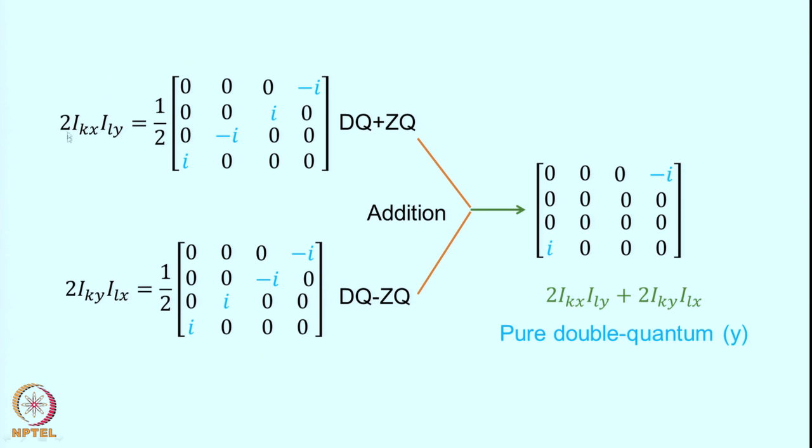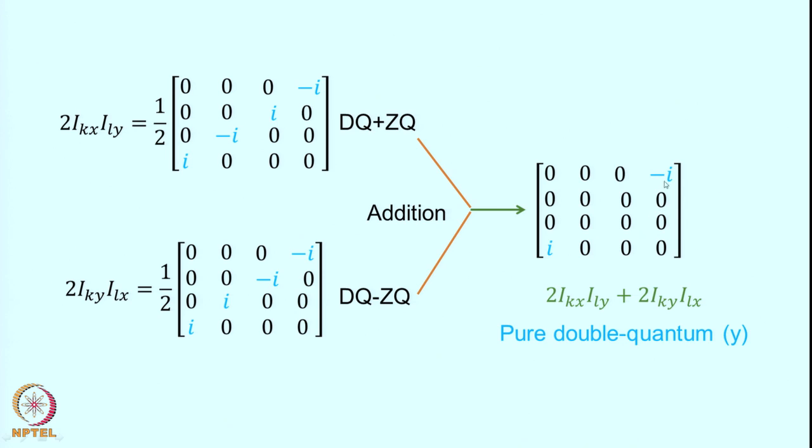It cannot be that you will only have one of them as your density operator. Your density operator, remember, is a summation of the various basis operators. So if I take a combination of these two, kx ly and ky lx added over here, then what do I get? I get here minus I, I get here I, and all the others are 0. That means I get pure double quantum coherence.